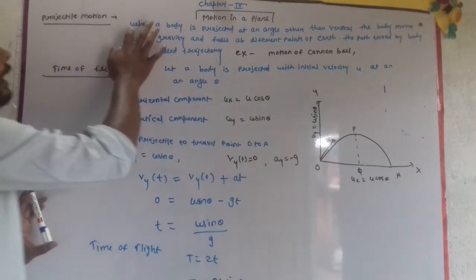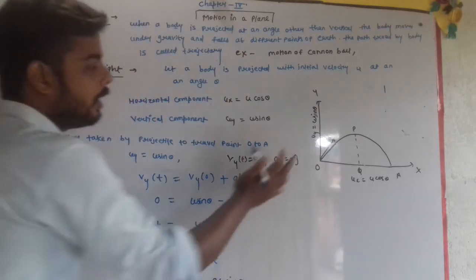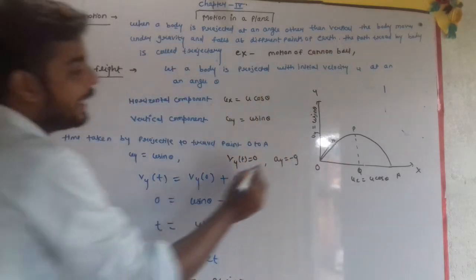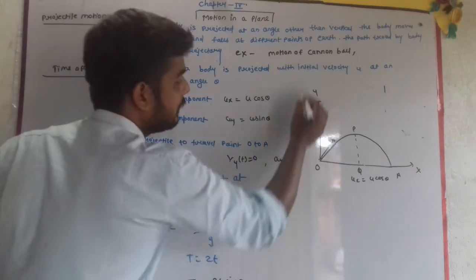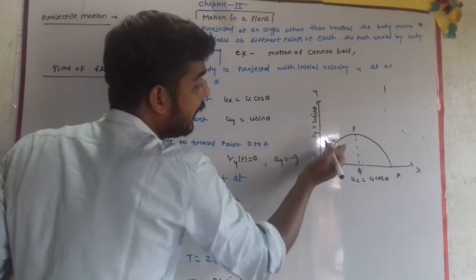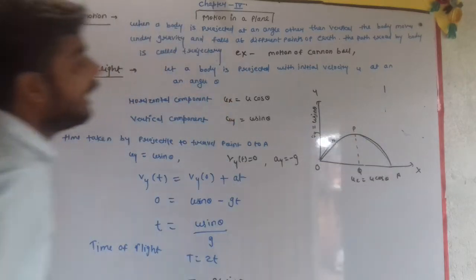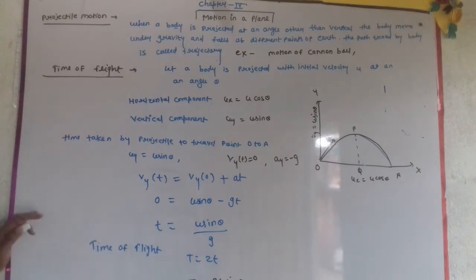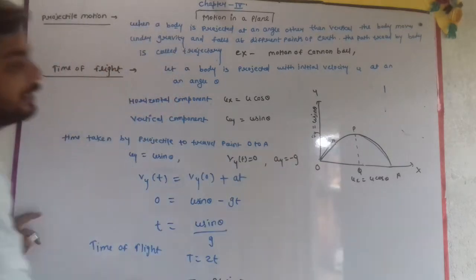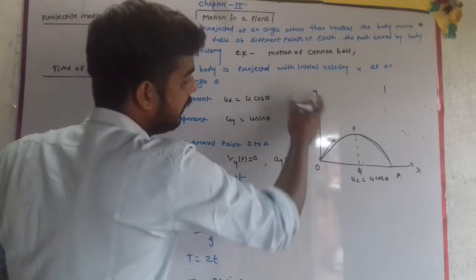We have studied that when a body is projected at an angle, I can explain in this diagram. When a body is projected at an angle theta, other than vertical, then the body moves under gravity, attains maximum height, then moves under gravity and reaches another point. The path traced by the body is called the trajectory and the motion is known as projectile motion. So we have two components here.